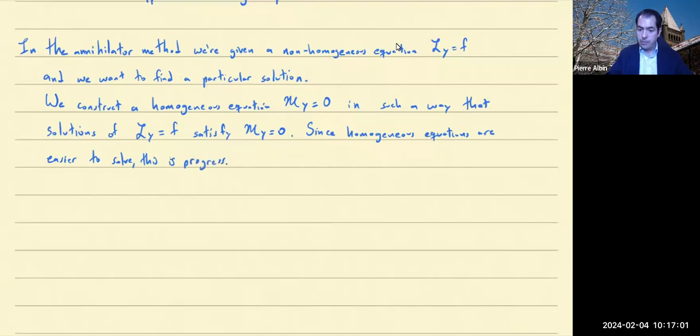This is progress, right? We start with some equation, Ly equals F, and it's not homogeneous. So we transform the equation into something that's homogeneous. That makes it easier, but it costs us in that we trade L for M. M is going to be a higher order differential operator, so this equation is more complicated but homogeneous. Because homogeneous equations are easier to solve, we've made progress, and we can then find the particular solution we're looking for among the general solutions of this equation, where we're guaranteed to find a particular solution.